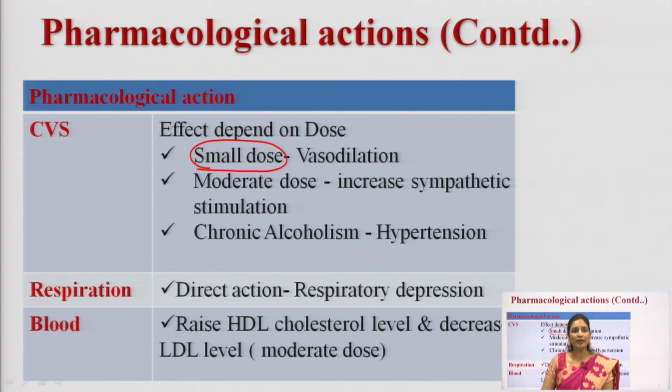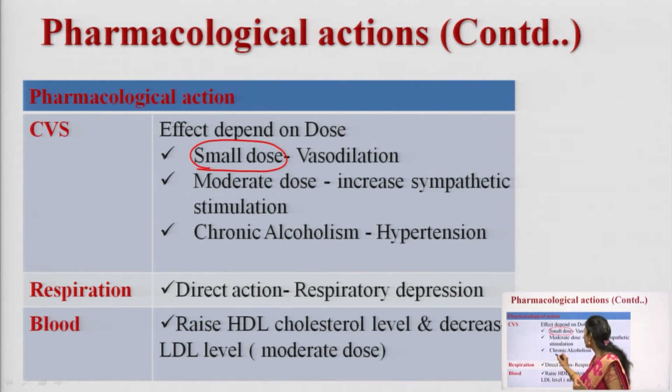What about the moderate dose? In a moderate dose, alcohol has the capability to increase the sympathetic flow. If the sympathetic flow increases, what is going to happen? Heart rate will somewhat increase, right, and the blood pressure will also somewhat increase. So, in a moderate dose, alcohol also has the capacity to increase the heart rate and the blood pressure.